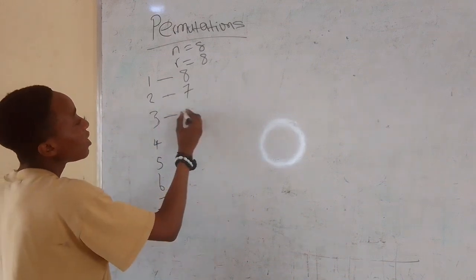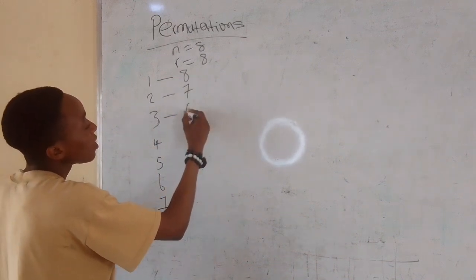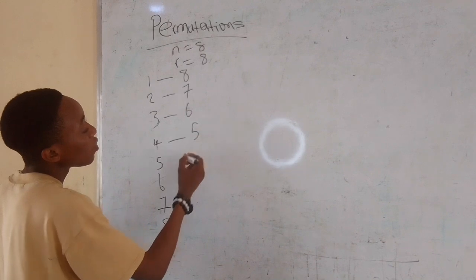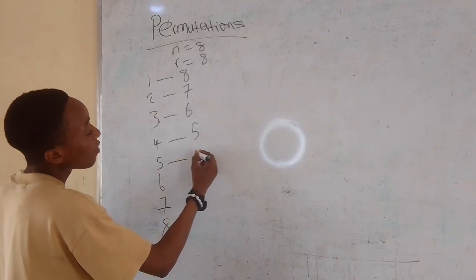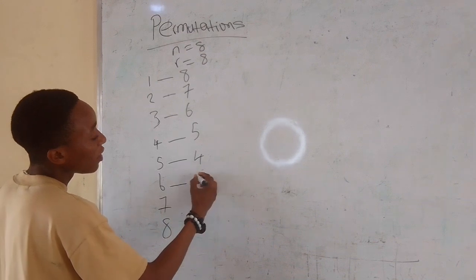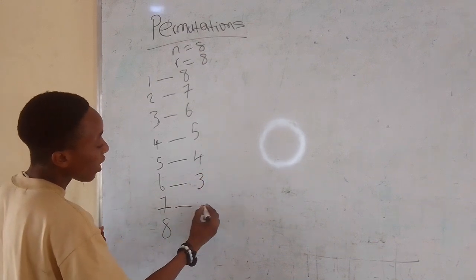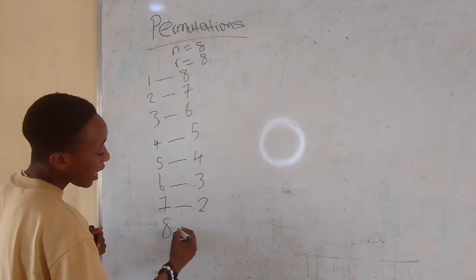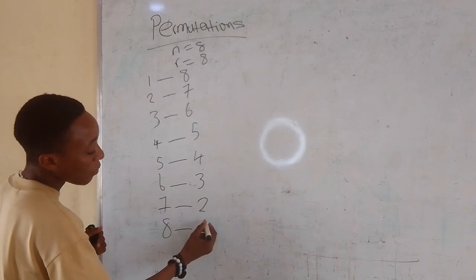Same thing goes for player 3. Player 3 now will have 6. Player 4 will have 5 seats to pick one. Player 5 will have 4 seats to pick one. Player 6 will have 3 seats to pick one. Player 7 will have 2 seats to pick one. And then it will be left with 1 seat for player 8.